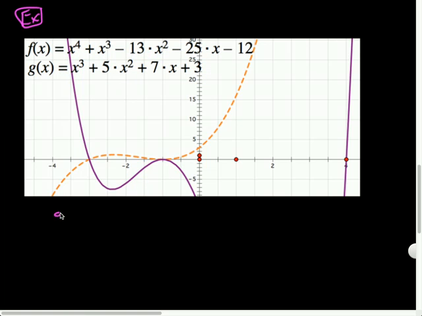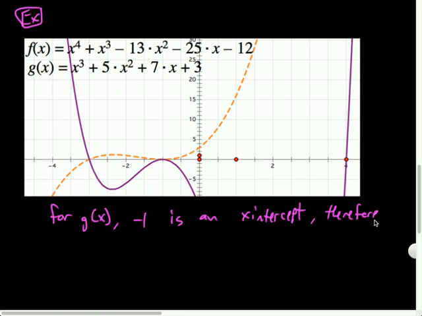So for g of x, -1 is an x-intercept. If -1 is an x-intercept, what do you think a binomial factor of that would have been? Therefore, x with a what would have been the factor? X plus 1. Remember, just like with synthetic division, it was always the opposite. Same idea here. So therefore, x plus 1 is a factor.